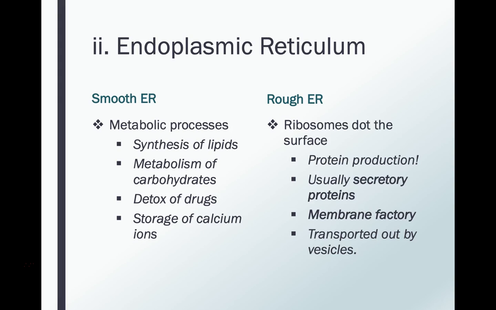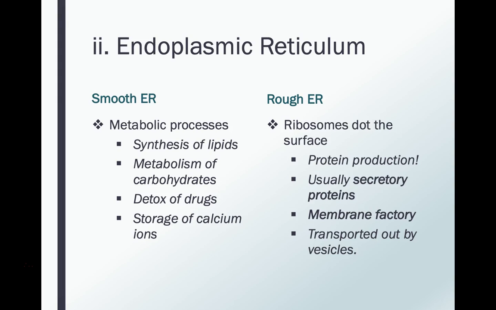One important function of the smooth ER is detox. Especially in liver cells, they have a high concentration of smooth ER. In the smooth ER, the cell will process out alcohol and other drugs and things like that. So that's really important for normal cell function.